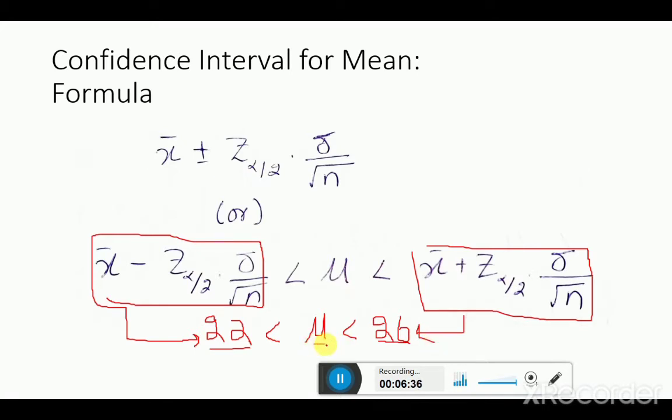It means the parameter mu lies in an interval, greater than 22 and less than 26. That is a confidence interval for the parameter mu. The 22 and 26 come from the formula. So both the formulas are same, only the shapes are changed.